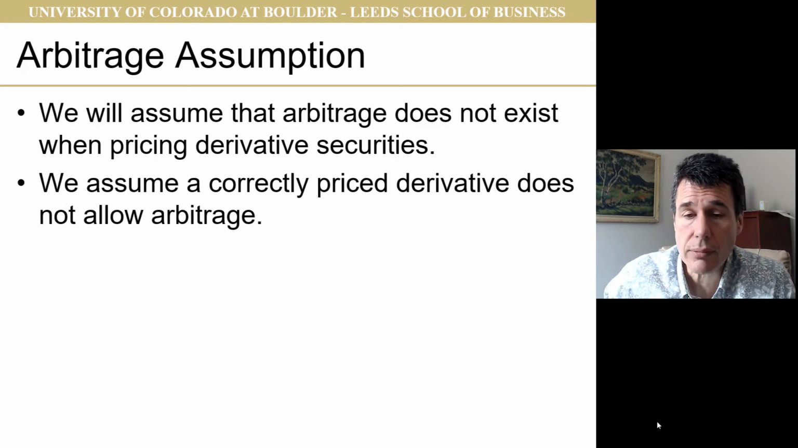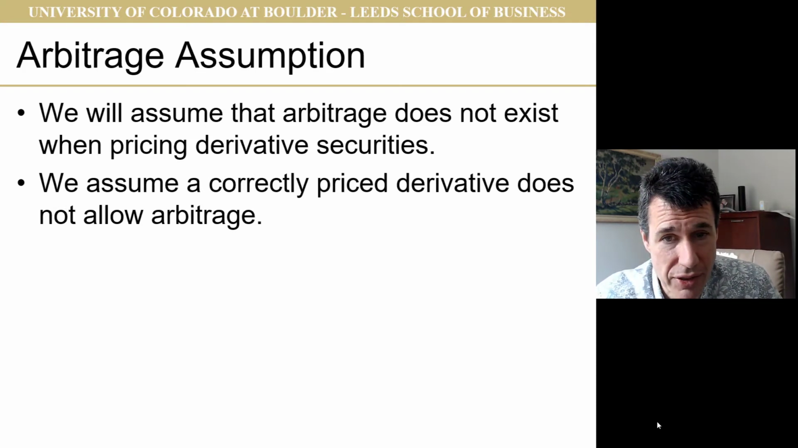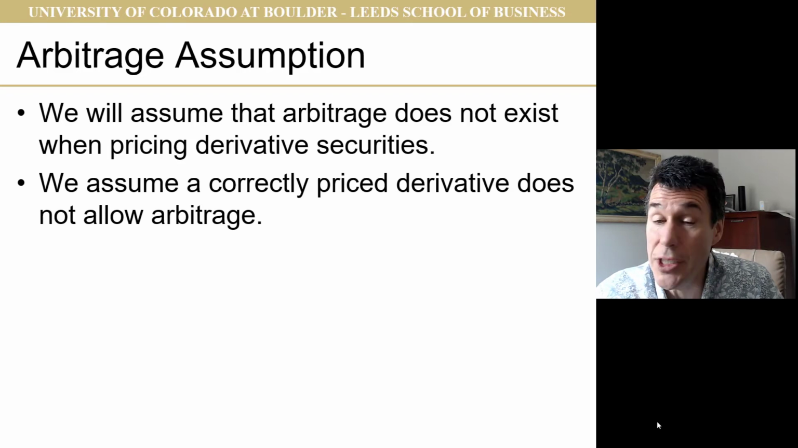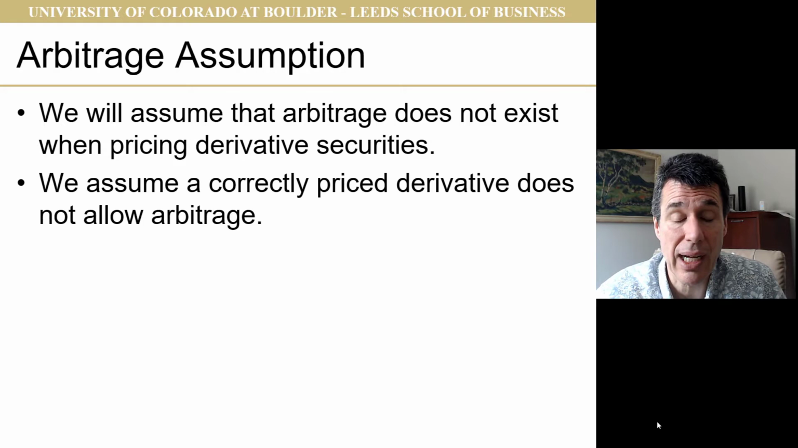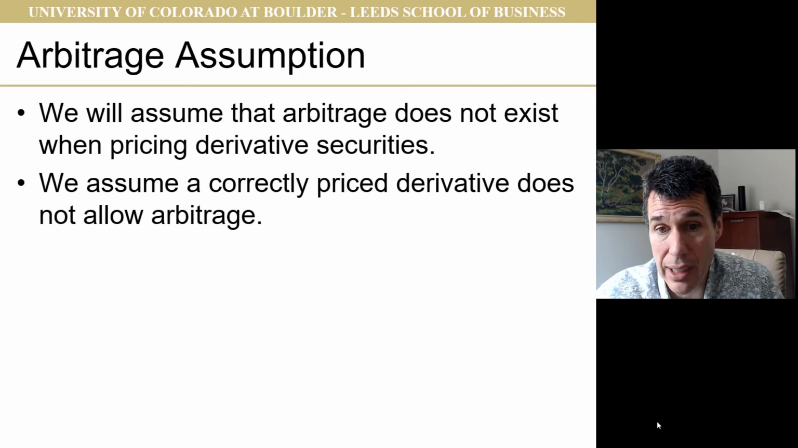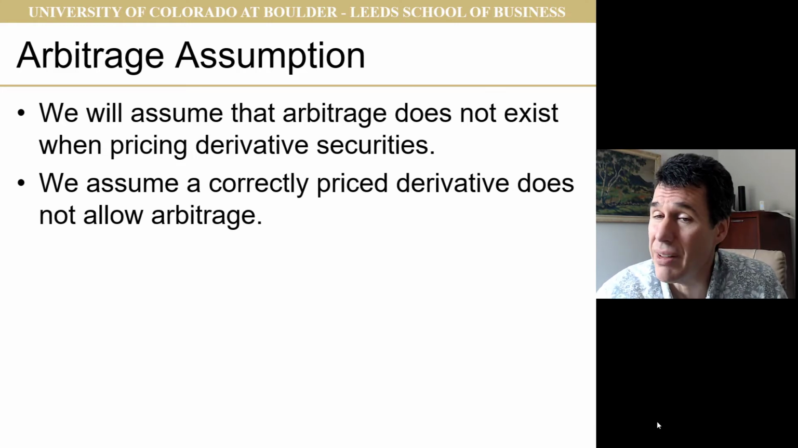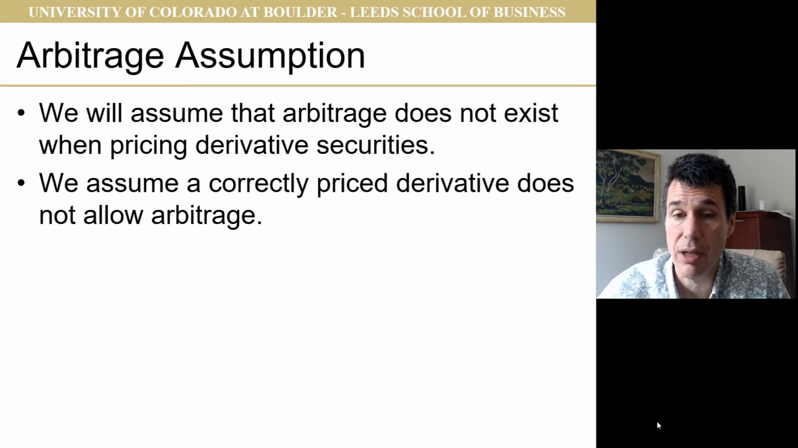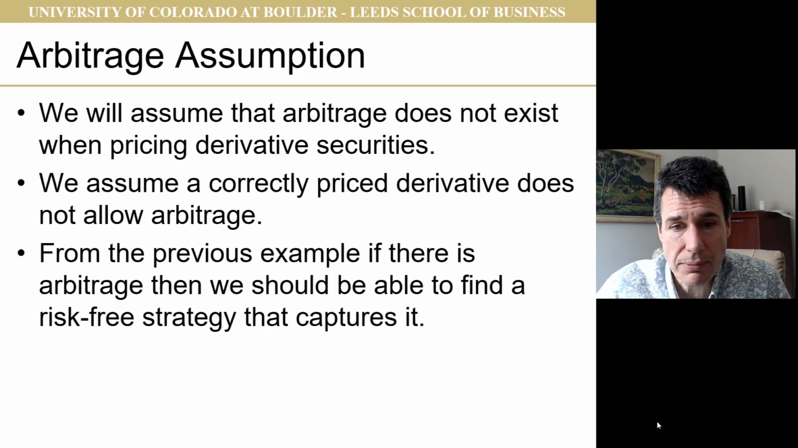Now we assume arbitrage does not exist when pricing derivative securities. We use arbitrage, like we just did, to find the prices of derivative securities, but we assume it does not exist, and we assume a correctly priced derivative does not allow for arbitrage. And we're always on the lookout for arguments, transactions, trades that can take place, which allow us to lock in an arbitrage. And if we think we find one, we've got to think pretty hard about, is the market wrong, or are we misunderstanding something? Are we actually taking risk?